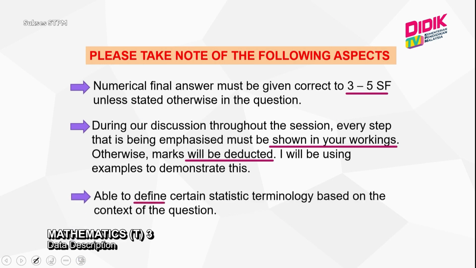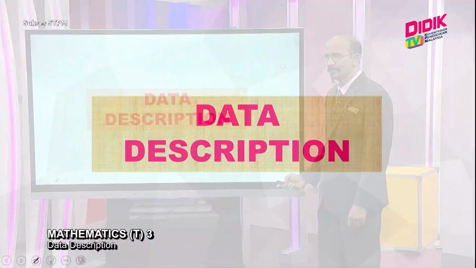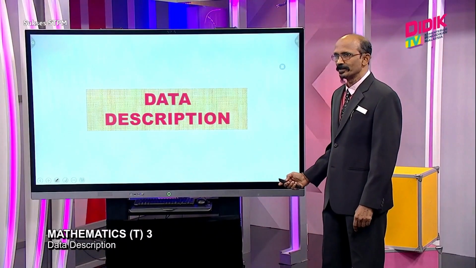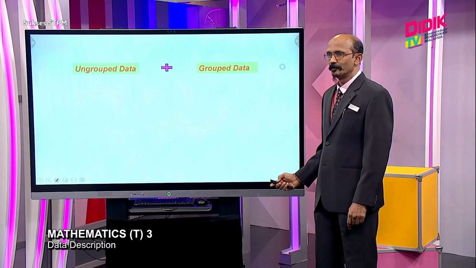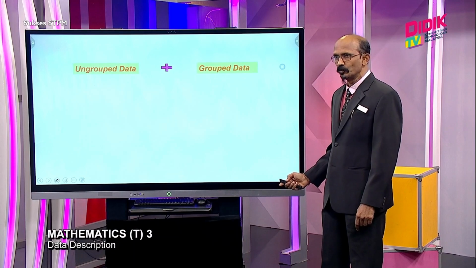Next one: be able to define certain statistical terminology based on the context of the question. Sean, okay? Okay so far. Yes. Let us continue with the first chapter. In this chapter, data description, we have 2 subtopics: one is grouped data, another is ungrouped data.